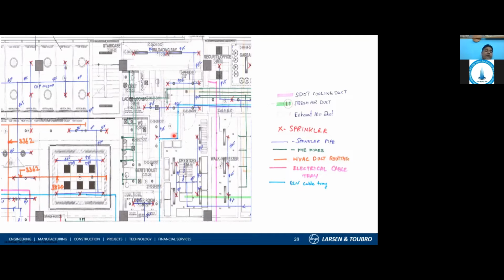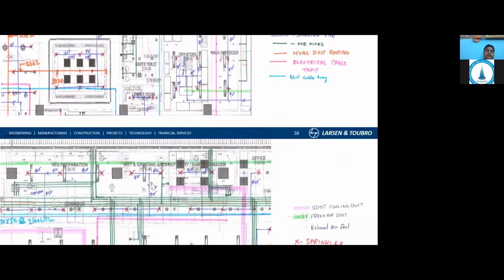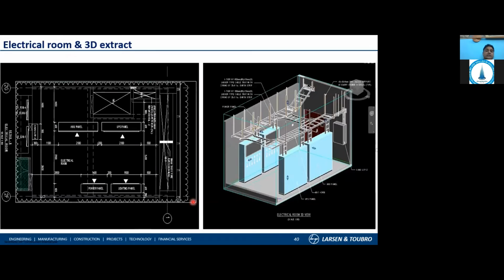Because for a small area, it's fine. For a vast area where we have 1 to 1.5 lakh square feet per floor, if you make a small mistake in the scheme, you are going to spend a hell of a lot of time redoing everything. Not only your time, even the drafting time. So it's time and money. This is another extract of the single line scheme that we follow in our organization.